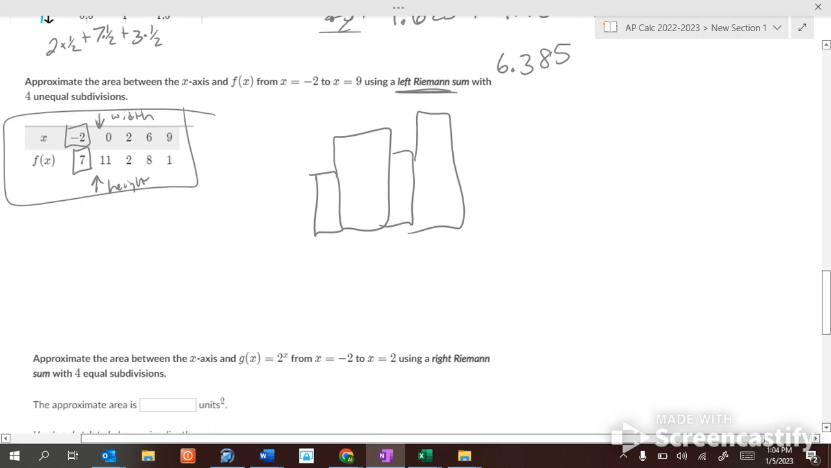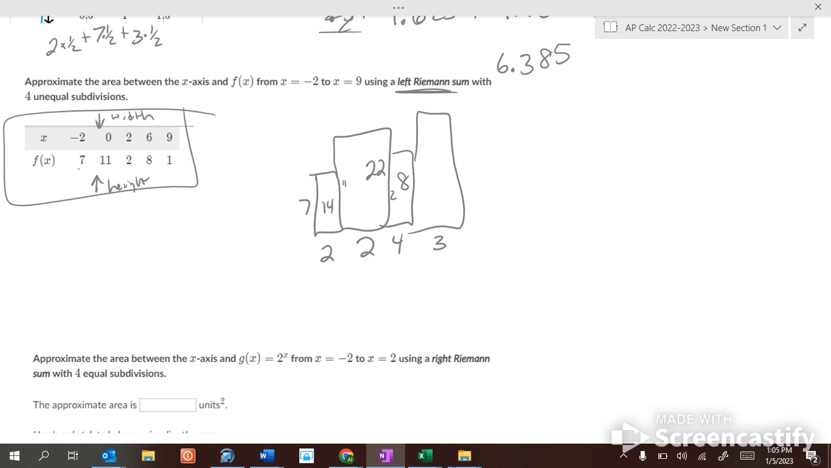So how far is it between -2 and 0? 2. And how high is it? Well, it's at 7. So this is a 14 rectangle. How far is it between 0 and 2? 2. And the height is 11. So that makes 22. The width of this next one is 4. The height is at 2. So it'll make 8.